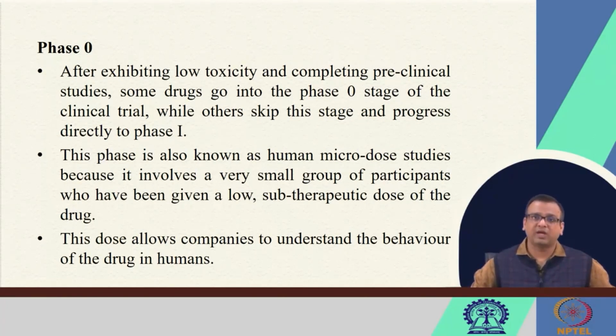This phase is also known as human microdose studies, because it involves a very small group of participants who have been given a low subtherapeutic dose of the drug, and there can also be a control study. One can be given a placebo, one can be given a low therapeutic dose. It will be blinded, the participant is not told that they have been given a placebo, maybe simply water compared to the glucose or compared to the ORS. So, it is all completely blinded.